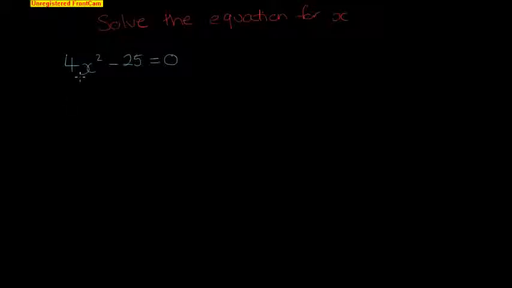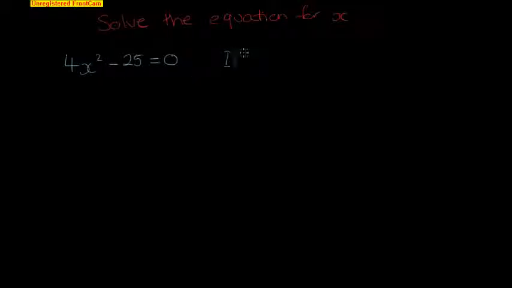Can we use any of the special rules? Hopefully you've remembered the rules. We didn't do them too long ago, but this is actually the difference of two squares, so we can use the difference of two squares rule, because 4x squared is a perfect square, and so is 25, and it's the difference of, which means one is taken away from the other.